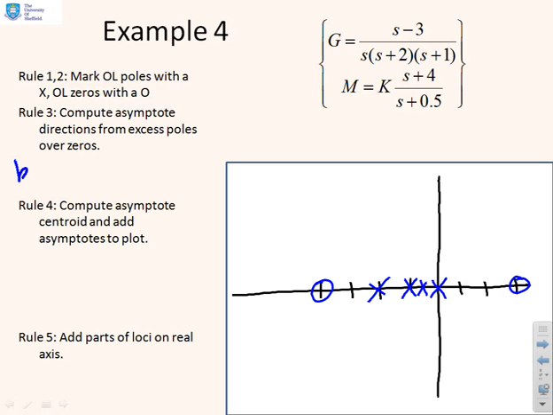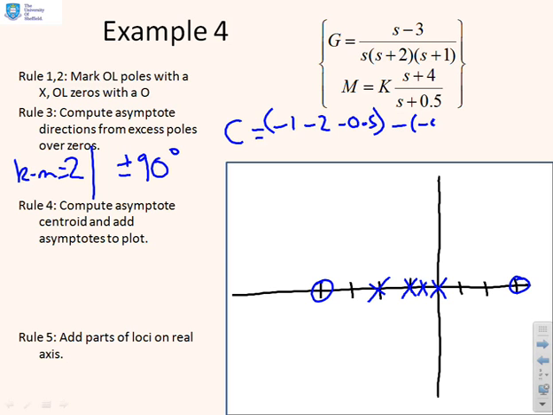Well, in this case, k minus m is 2, so there's 4 poles and 2 zeros, so that gives us asymptotic directions of plus or minus 90 degrees. For the centroid, we're going to get minus 1, minus 2, minus 0.5, and then minus 4 plus 3, all divided by 2, so that's sum of open loop poles minus sum of open loop zeros, and that's going to give me minus 1.25.